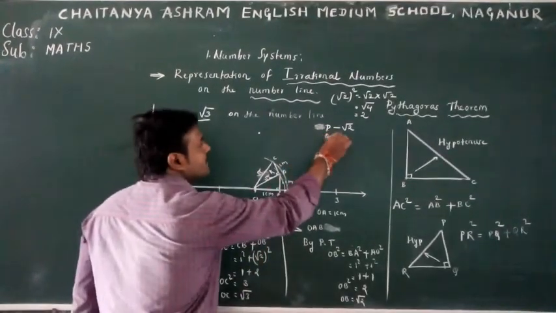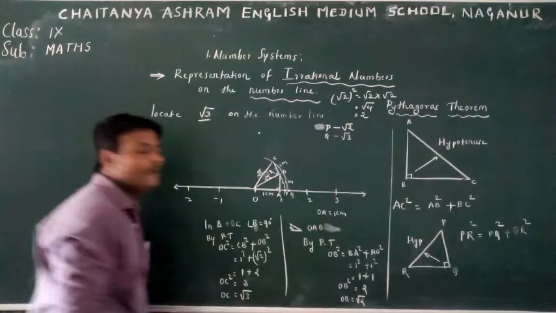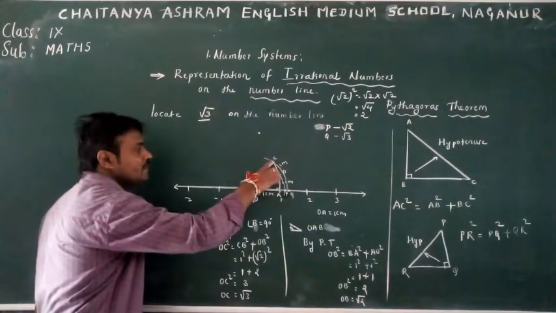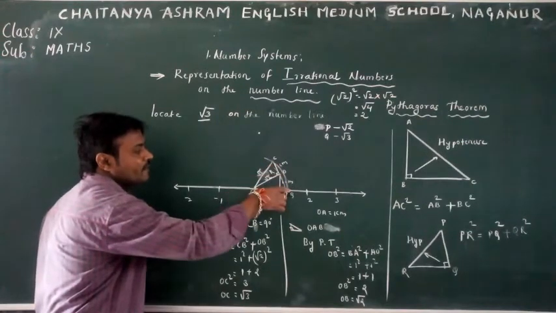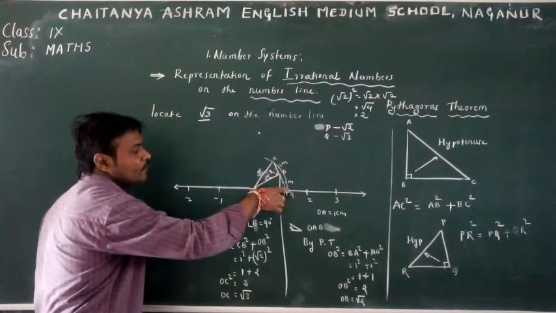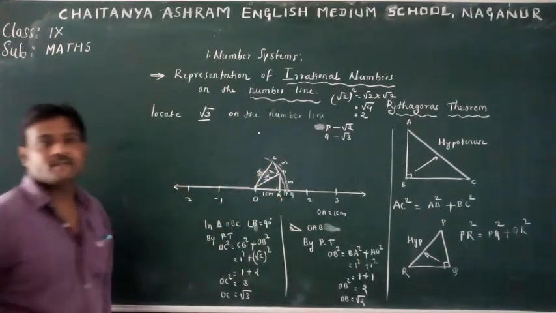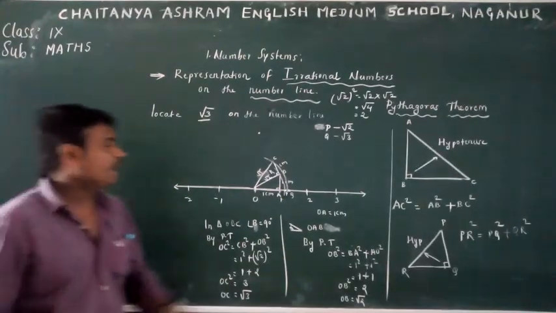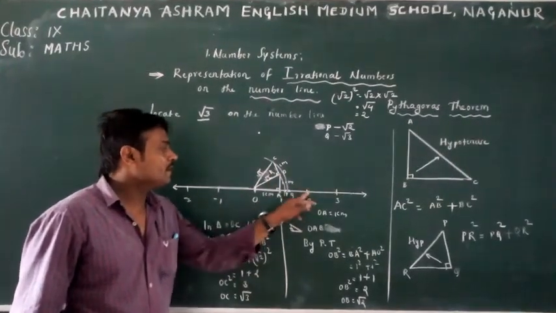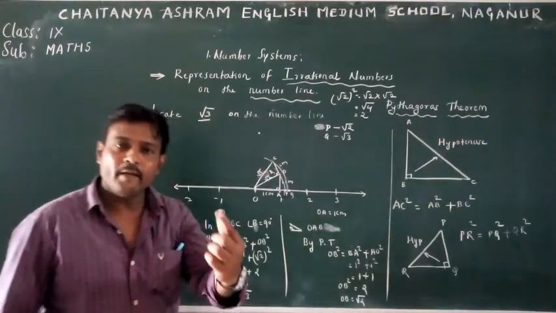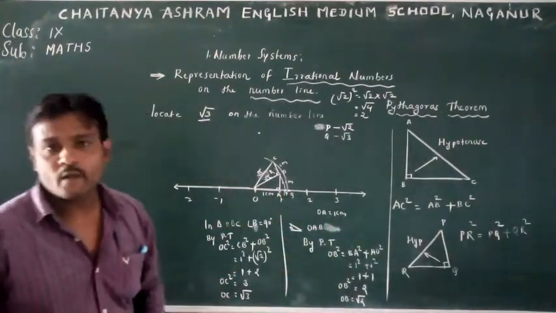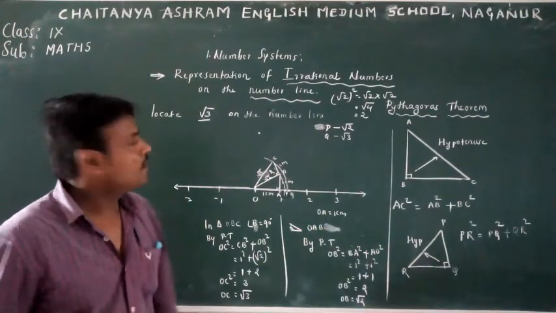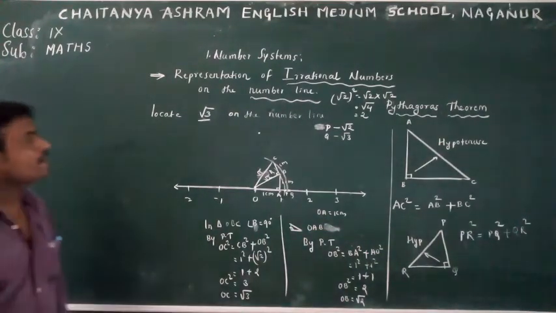Q represents root 3 on the number line. Its length is root 3. This is the same as this length. Both are the same length. OC is the same as OQ. So Q represents root 3 on the number line. Its value is also greater than 1 and less than 2. Between any two rational numbers, irrational numbers are also there.